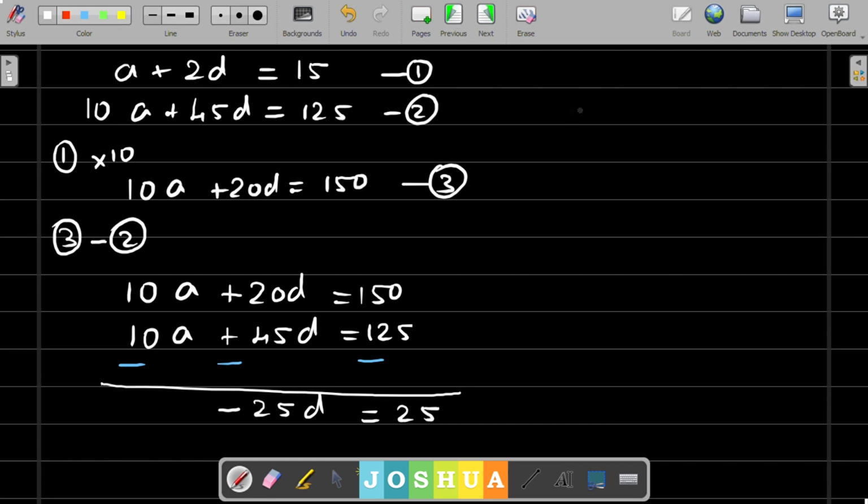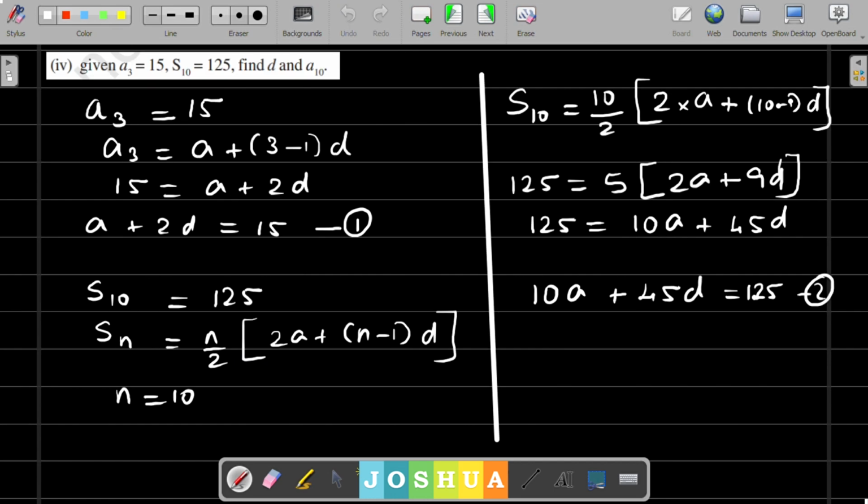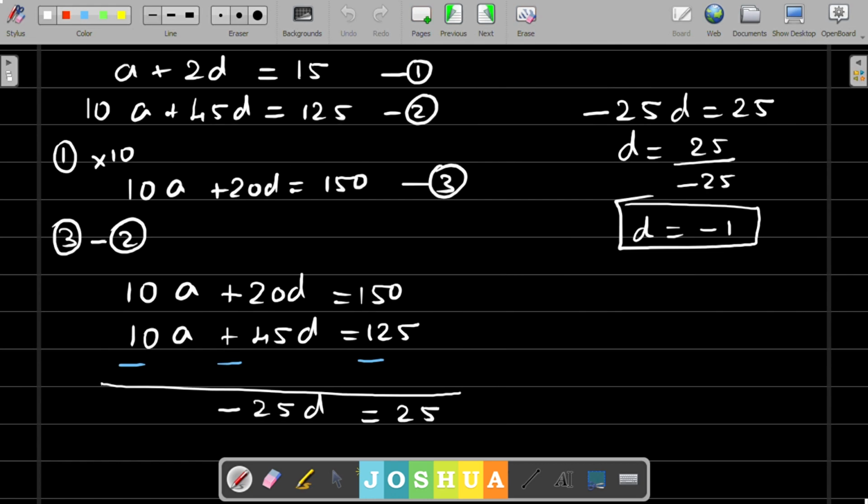So from this equation, what I come to know is minus 25d is equal to 25, or d is equal to 25 upon minus 25. Therefore, d is equal to minus 1. So now I got the value for d. We found d. Now we have to find a10. To find a10, I must know the value of a.